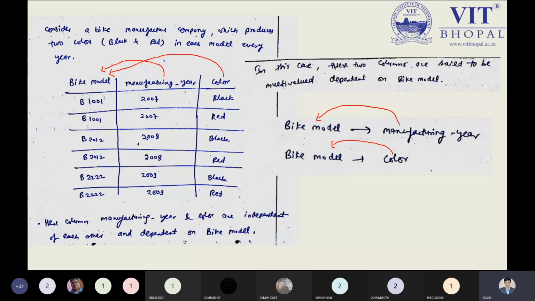See, don't think about the bike model right now. Think about only the manufacturing year and color. So we have the year information and we have the color information. Are the colors, red and black, dependent on the year? No. That's common sense you have to use while solving the problem. So manufacturing year and color in our bike relation, this is not a constraint we have to apply. So these are two attributes which are independent of each other.